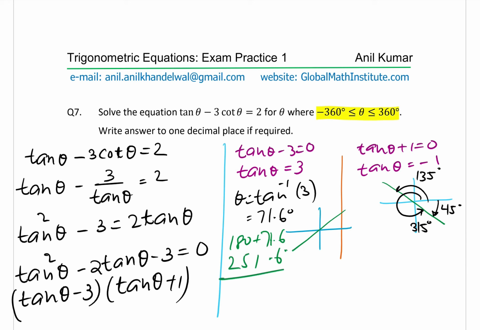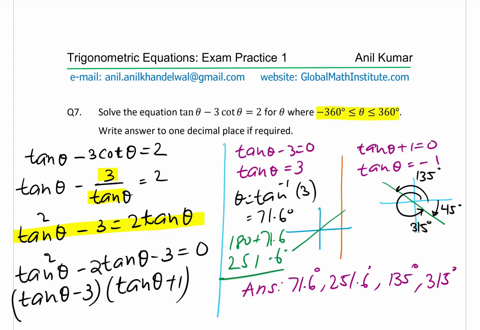So in this case, the answer will be, so we get two angles here, which is 71.6 degrees, 251.6 degrees. Then we have 135 degrees and 315 degrees. Correct. So that is how we are going to solve it. The critical step, of course, is this, which converts to a trigonometric equation in quadratic form that could be factored and solved. So in this particular exercise, the main objective here was to understand how to solve trigonometric equations.